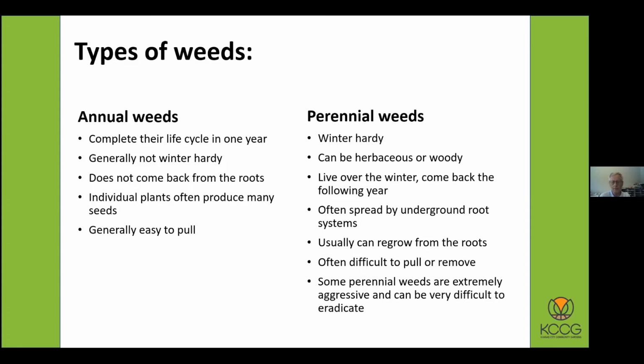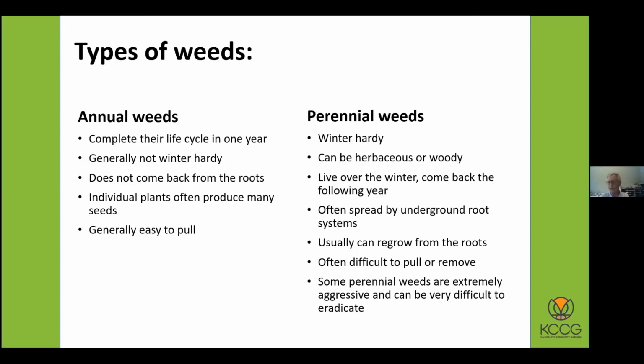But individual plants can produce many, many seeds. I talked about potentially thousands of seeds. And so it's very important when you are removing them, if they have seed heads on them, not to scatter those seeds around, not to put those seeds in your compost bin, and also just to try and remove the weeds before they produce their seeds. But generally, comparatively speaking, annual weeds are fairly easy to pull and fairly easy to hoe when they're small, so not as difficult.